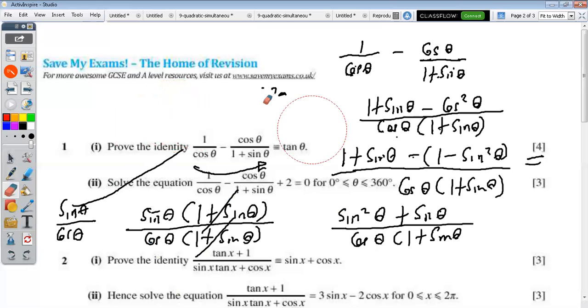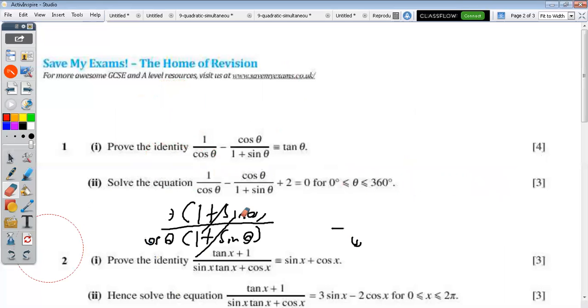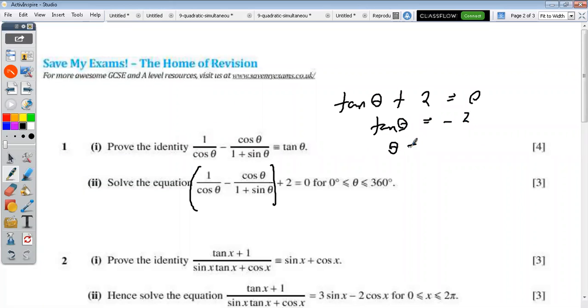Yes, it's making sense. Okay, so then you get your 4 marks for free. Then let's go to the next part. Hence, solve. If you use this, you now know that this whole thing gives us tan theta. So tan theta plus 2 is equal to 0. Move this to the other side. So tan theta is equal to minus 2. Then theta is arctan of minus 2. What do you get?